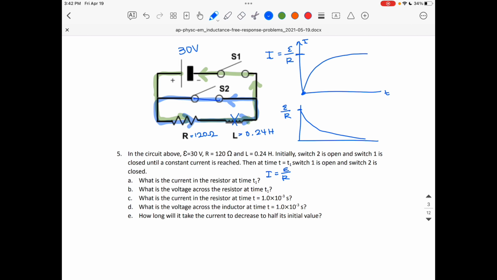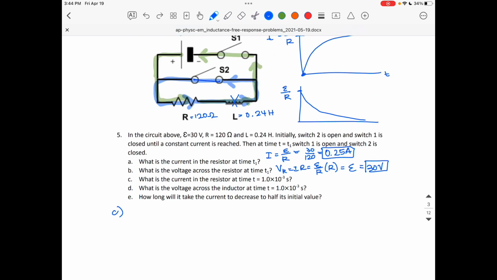What is the voltage across the resistor at time 1? So the voltage across the resistor at time 1 is going to be IR. And since we established I is EMF over R, then it's just going to be our EMF of 30 volts. I forgot to solve this. We've got 30 volts over 120 ohm resistor. So the current for that one would be 0.25 amps for part A, and then 30 volts for part B.